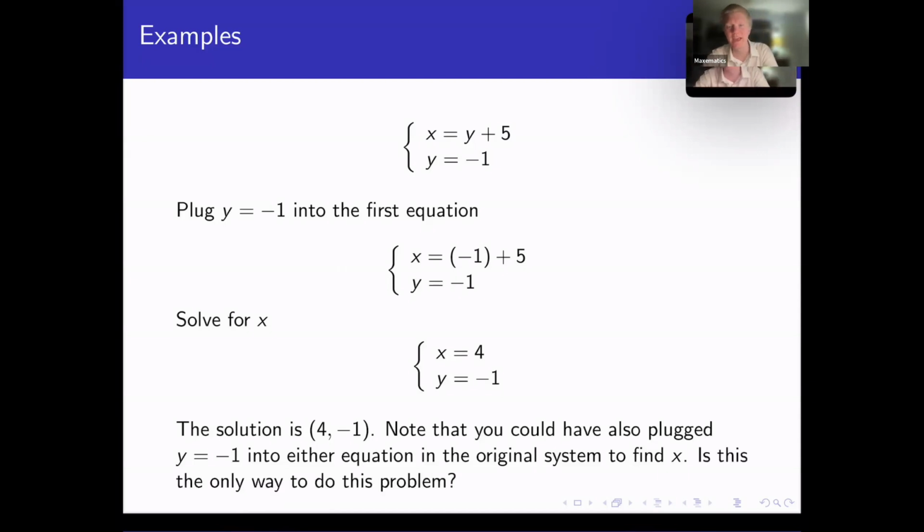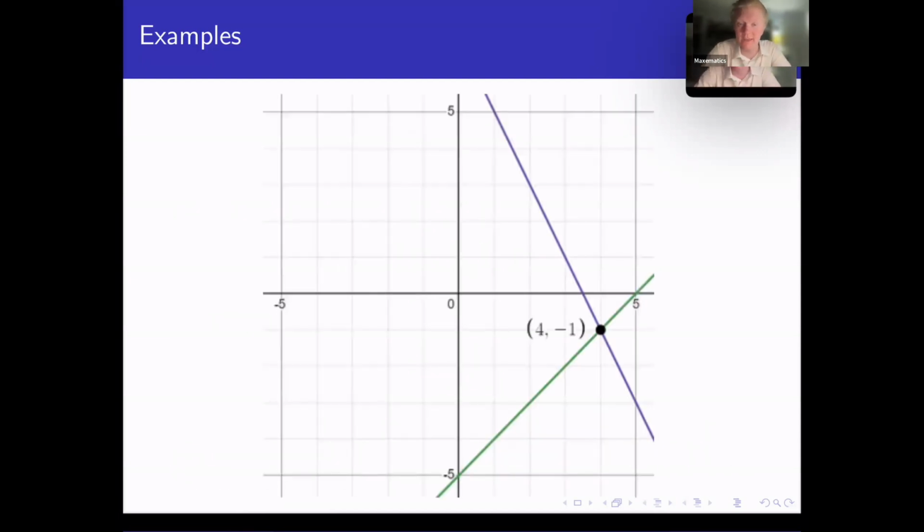Okay, and like I said, is this the only way to do the problem? Did we have to substitute y plus 5 in for x? Did we have to use substitution at all? Stuff like that. Again, I bring up that multiple paths can get you to the same answer. Okay, and if you were to graph those two lines, there you go, (4, -1).